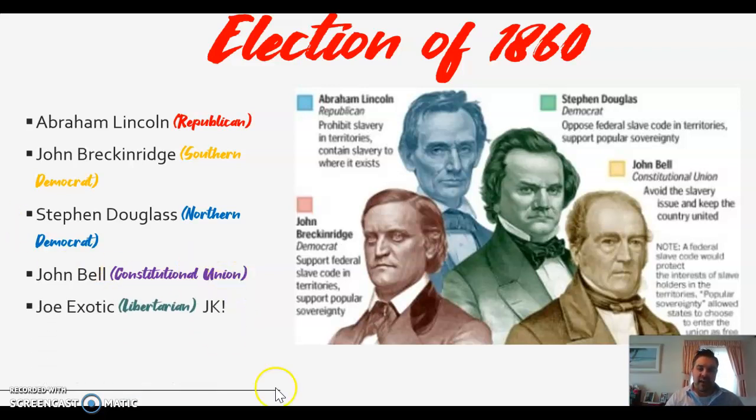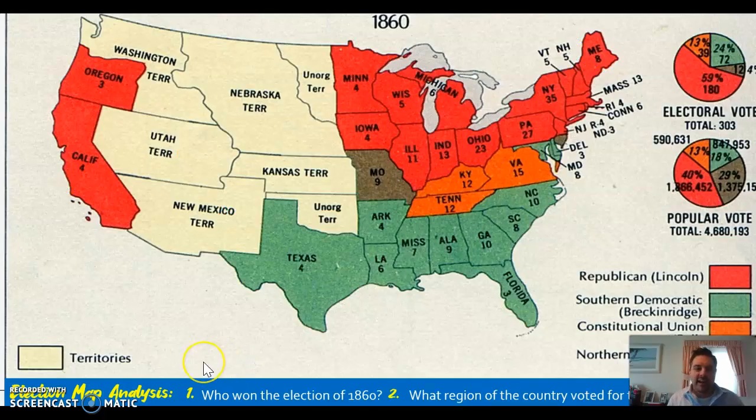And there was a surprise fifth candidate, Joe Exotic. He ran as a Libertarian. I'm just kidding. He didn't run.